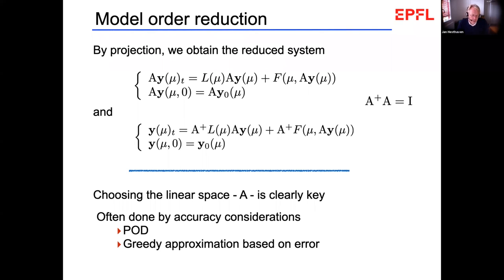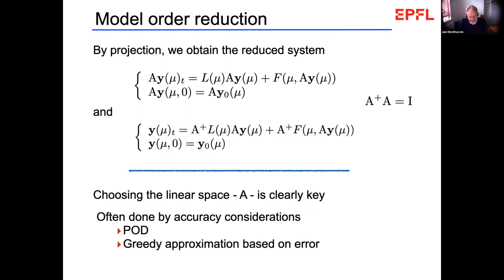And clearly choosing this linear space A is key. And then there are basically two ways of doing it. One is with a proper orthogonal decomposition, an SVD, where you take a number of snapshots over parameter space, compute the SVD, and take the dominating left vectors, and this is your space. And another way, which is much more attractive, is a greedy approximation where you build the space one solution at a time based on some error estimator that you would need to develop and which will be problem dependent.